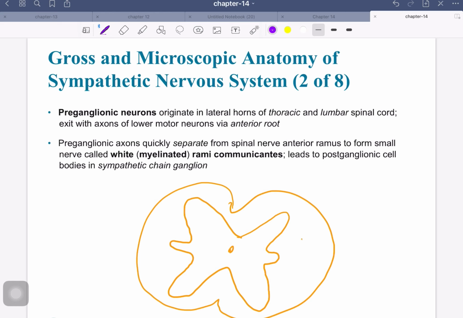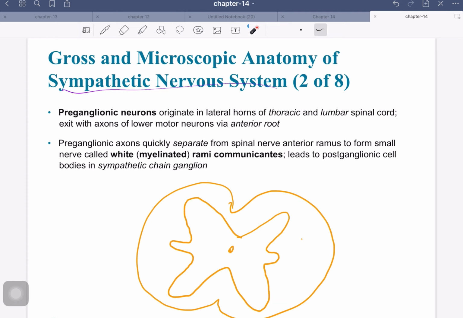In this video, we'll focus in on the sympathetic nervous system and how it's structurally arranged. As we've said in previous videos, in the sympathetic and parasympathetic, we need preganglionic fibers and postganglionic fibers, and there needs to be that synapse before you reach the target. And we're looking at the sympathetic. So the preganglionic neurons originate in the lateral horns.